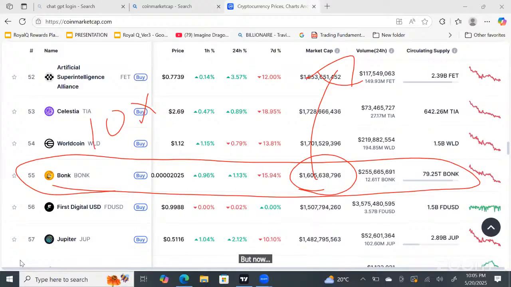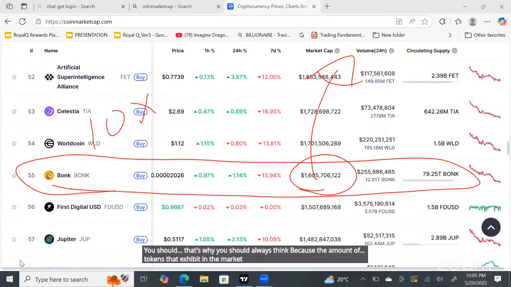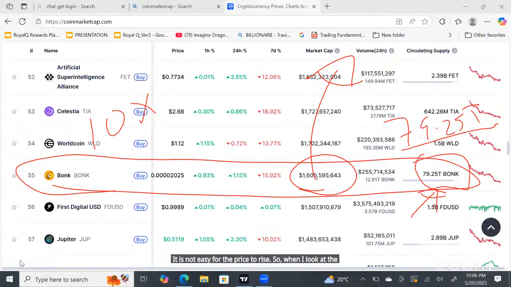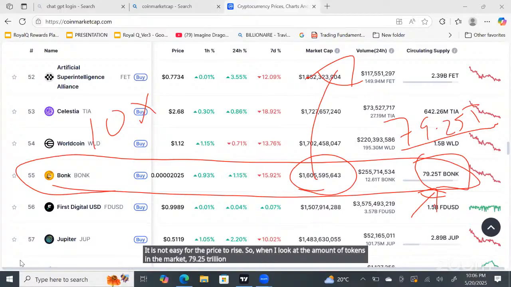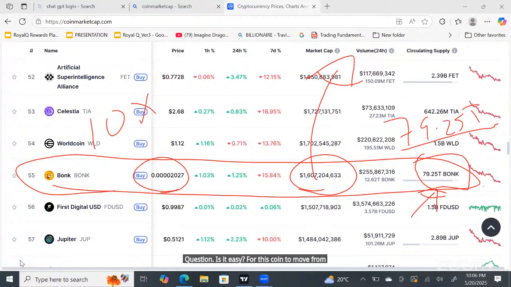But now, I want to come in with a trader mindset. That's why you should always think, because the amount of tokens that exist in the market are 79.25 trillion tokens. Do you copy, ladies and gentlemen? Because what causes the price to rise is the amount of token in the market. So if the supply is high, ladies and gentlemen, it is not easy for the price to rise. So when I look at the amount of tokens in the market, 79.25 trillion tokens, and the price of this coin, no matter how many zeros it has, is it easy? Question. Is it easy for this coin to move from 1.6 billion to over 10 billion?